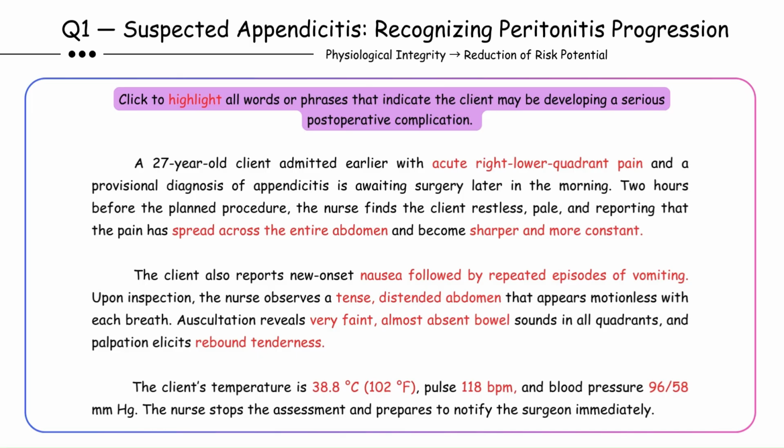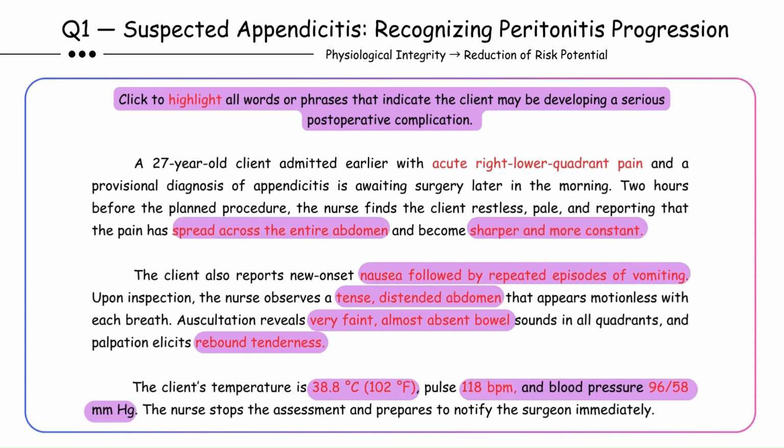Pause for a moment and think. Which phrases in this description signal a life-threatening complication? They are pain spreading across the abdomen, sharp, constant pain, nausea and vomiting, a rigid, distended abdomen, absent bowel sounds, rebound tenderness, and vital signs showing fever, tachycardia, and hypotension. All of these findings point to peritonitis, a possible rupture of the appendix.